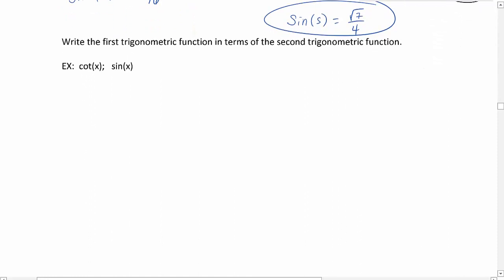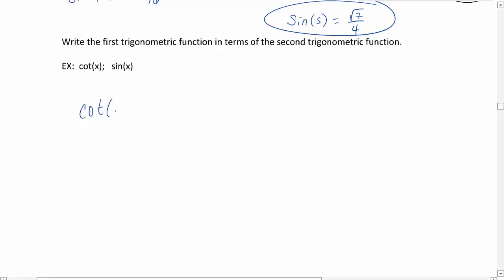Next, we are going to write the first trigonometric function, cotangent of x, in terms of the second trigonometric function. Doing this is very helpful when we are verifying trig identities and solving trig equations. So we want to start with cotangent and end up with just sine.